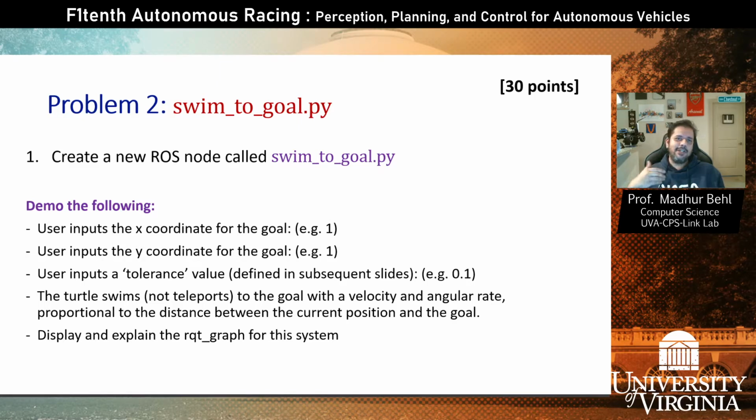Meaning the further away you are, the faster you are, and as you get closer to the goal, you become slower and slower so that you can reach the goal within some tolerance. Okay, so I'll show you again what this looks like. And in this problem, we are also asking you to display the RQT graph for this entire swim to goal system. And you have to add a little bit of an explanation on what topics you are using and how the command velocity is getting computed and things like that.